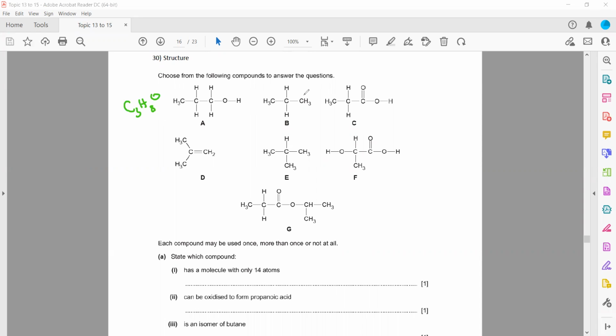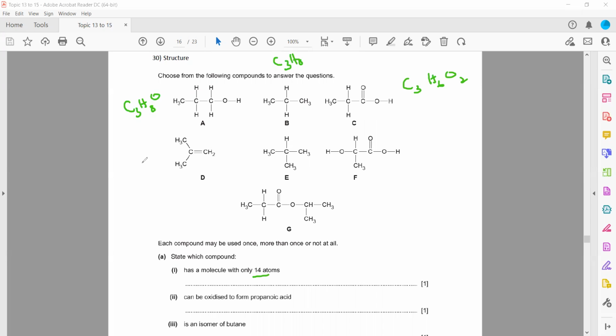We'll check with B. 1, 2, 3 carbon atoms are there. So this is C3, and 3, 6, 7, 8. So C3H8, 8 plus 3, so that is again 11, but we want the 14 atoms. Next, 1, 2, 3, so C3 are there. Hydrogen 3, 4, 5, 6, so make it 9. And 2 oxygen. So again, it is having 11.